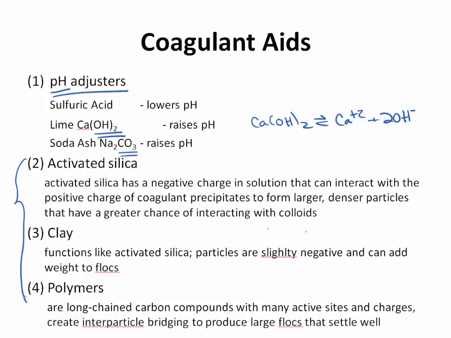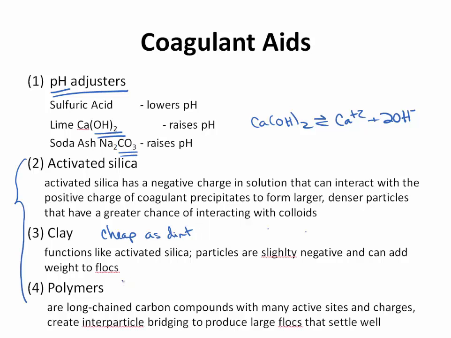Water treatment plants may purchase activated silica or clay. Both of these are negatively charged and can interact with the positive charge of coagulant precipitates to form larger, denser particles. These add significant weight and can aid sedimentation and separation. Clay has a benefit because it is also cheap as dirt.